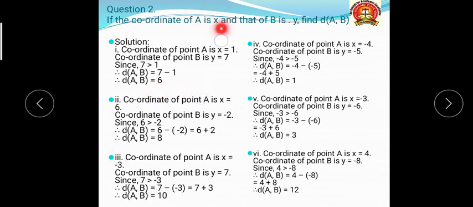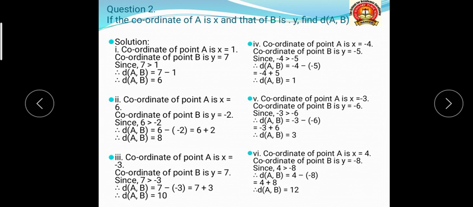Because A has a coordinate x and B has a coordinate y. So x is the A coordinate, y is the B coordinate. How to find the distance? Simply by subtracting the smaller coordinate from the bigger one. Same way, for point A, x is 6 and y is minus 2. Therefore 6 is greater than minus 2, and therefore 6 minus minus 2 is equal to 8. And therefore the distance of A comma B is equal to 8.